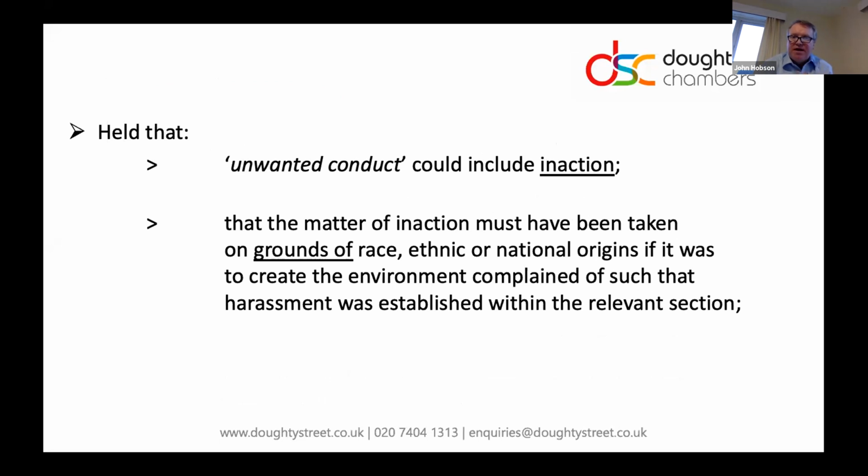But the matter of the inaction must have taken place. This is under the Race Relations Act, but we'll see in a moment that it applies to the Equality Act in relation to, on the grounds of race. So the inaction must have been an act which actually was on the grounds of race in that case. Okay, there wasn't another explanation, and that needs to be scrutinised on the facts of it itself.